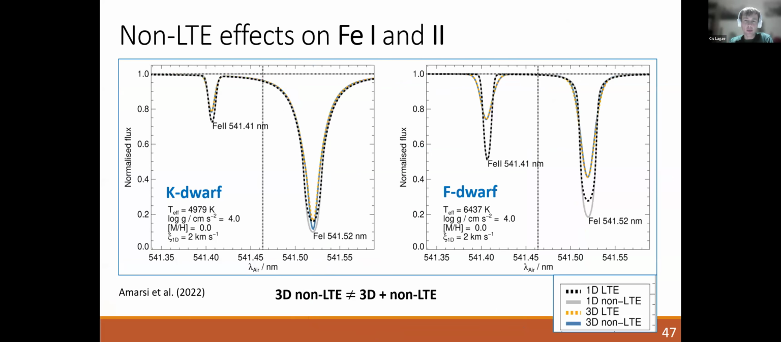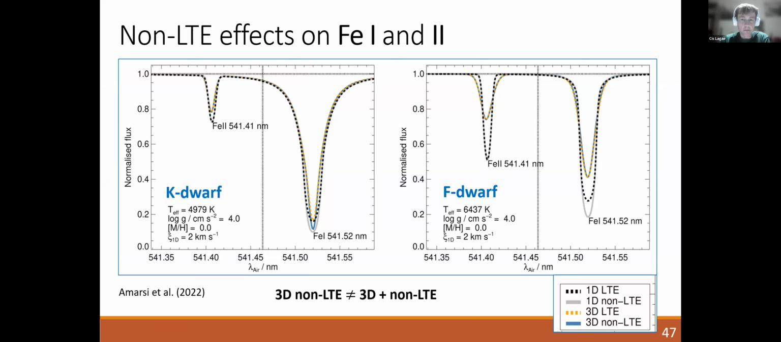So to make this a bit more visual, I have some examples here of what the effect is of doing non-LTE compared to LTE. Here there are iron 1 and iron 2 lines from MARCS. And we have the same two lines in the two plots, but one is a K dwarf on the left, so it's a bit cooler, and we have an F dwarf on the right. And then we have the spectra for all four approximations: 1D LTE, 1D non-LTE, 3D LTE, and 3D non-LTE.